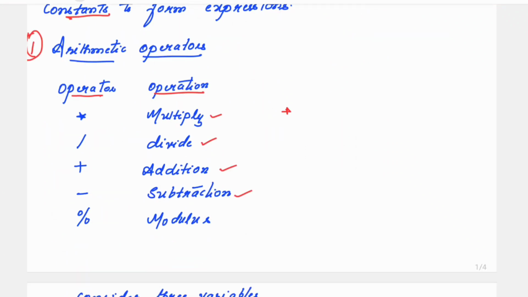For multiplication, you are using the asterisk symbol. For divide, the slash. For addition, plus. For subtraction, minus, and for the modulus operation you are using the percentage symbol. So these are the 5 different types of operators under the category arithmetic, and these are binary operators. As and when I am explaining the different types of operators, I will also tell you whether the operators are binary operators or unary operators.